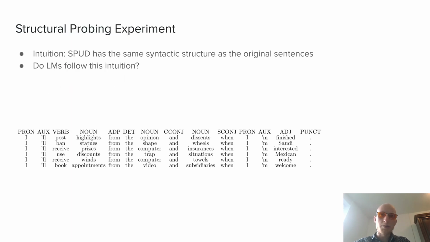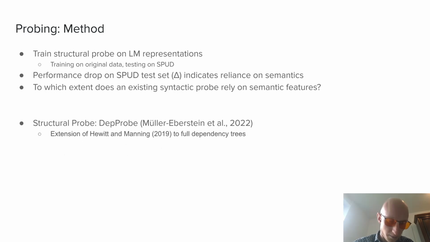The second experiment considers our intuition that the nonce data should have the same syntactic structure as the original. We asked whether language model internal representations follow this intuition. We do this via structural probes, meaning that we extract dependency trees from the internal representations of the models using a relatively simple parse tree decoder. We train the probe on the original data and test it on both the original and the nonce. The performance drop on the nonce data is a measure of how well the probe generalizes and of how much the probe relies on semantic, not syntactic information.